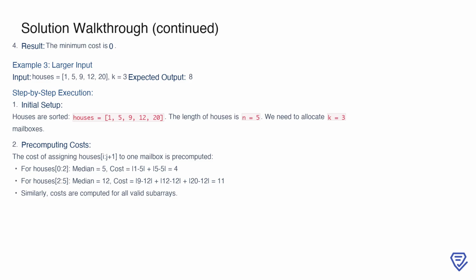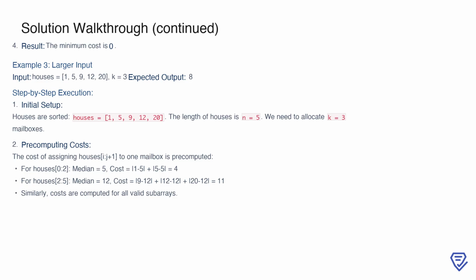Now, let's examine a larger input where houses are at positions 1, 5, 9, 12, 20, and we need to allocate 3 mailboxes. First, we sort the houses, which are already in sorted order, and note that there are 5 houses in total. With 3 mailboxes to allocate, we pre-compute the cost of assigning different groups of houses to a single mailbox. For instance, for houses from index 0 to 2, the median is at position 5, and the cost is the sum of |1-5|, |5-5| and |9-5|, which equals 8. Similarly, for houses from index 2 to 5, the median is at position 12, and the cost equals |9-12| plus |12-12| plus |20-12|, which sums up to 11.